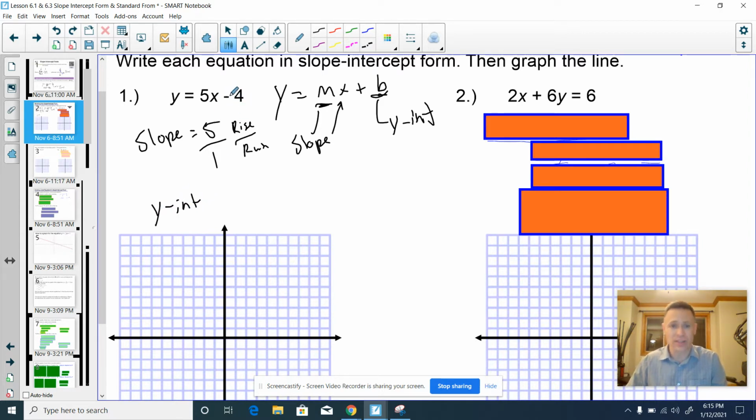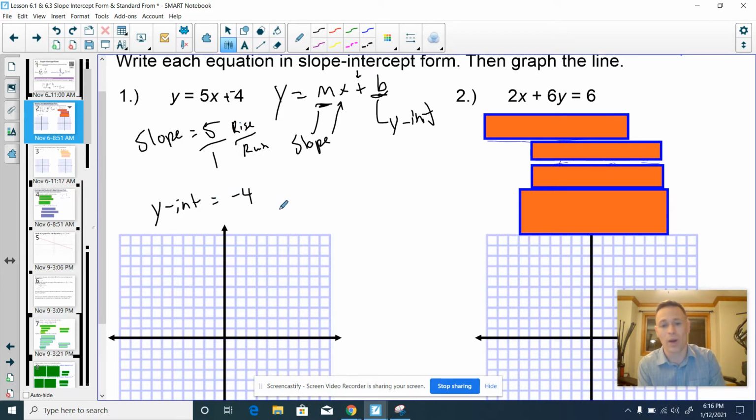Okay? And that's going to be this value here. Notice the same thing here, right? It's a number all by itself. The thing about this, though, is that slope-intercept form has plus b, and this says negative or subtract 4, right? So we have to actually change this to add the opposite. So now my y-intercept is pretty clear as negative 4.